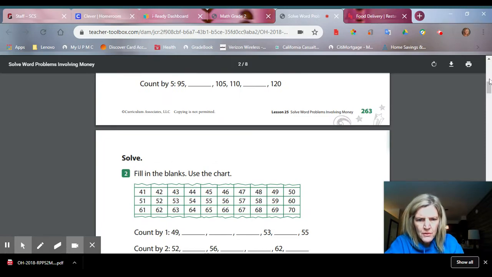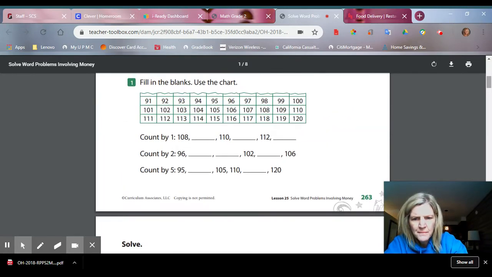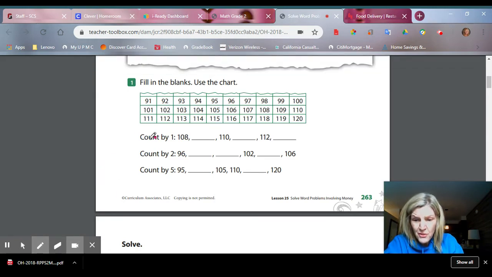Oops, went a little too far. There you go. Now this chart starts with 91 and it ends with 120. That's something that you need to pay attention to. And you also need to pay attention to what they're asking you to do. So the first one, they're asking you to count by 1.